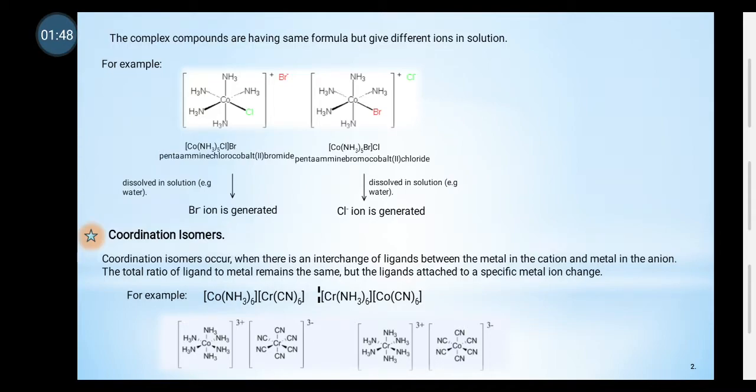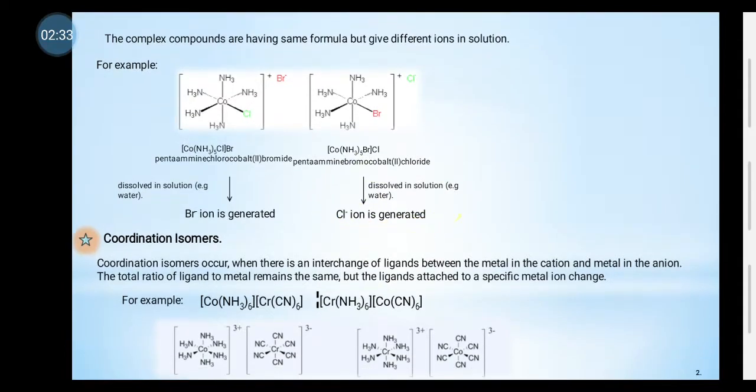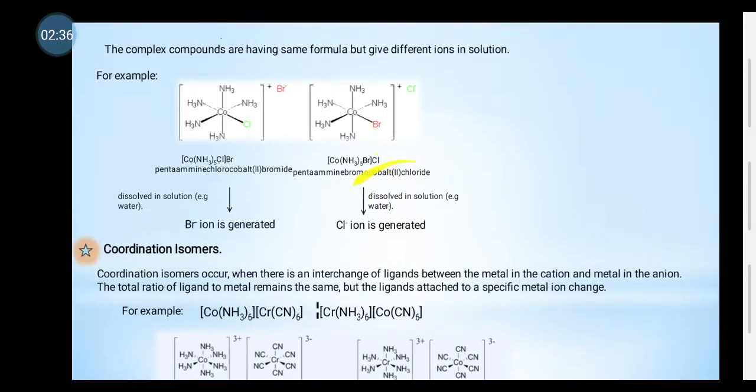So this is what I'm trying to explain. We will notice that this is the central metal ion. So we have NH3, the ammonia, five ammonia, and Cl, chlorine. We notice what happened here. The Cl is outside, the Br is inside, the bromine. So what I'm trying to say is the complex compounds have the same formula but different ions in the solution. You see now, this is the same formula: pentaamminechlorocobalt(II) bromide, pentaamminebromocobalt(II) chloride. You can see they have the same formula, but when they enter the solution, they are different. Dissolved in water, for example, you notice a bromine ion is generated here, a chlorine ion is generated here, when it's dissolved in water as well.